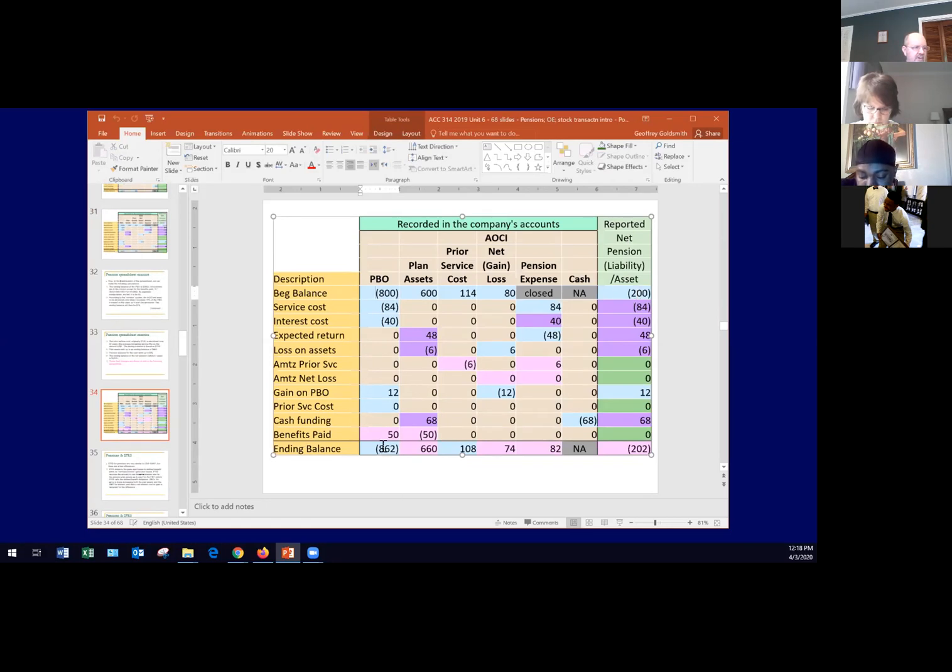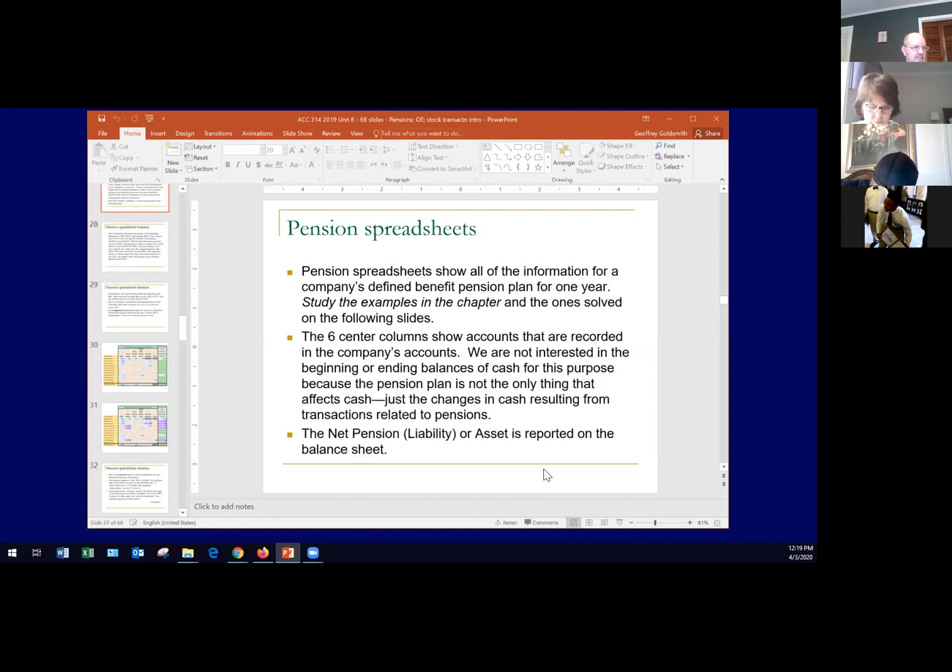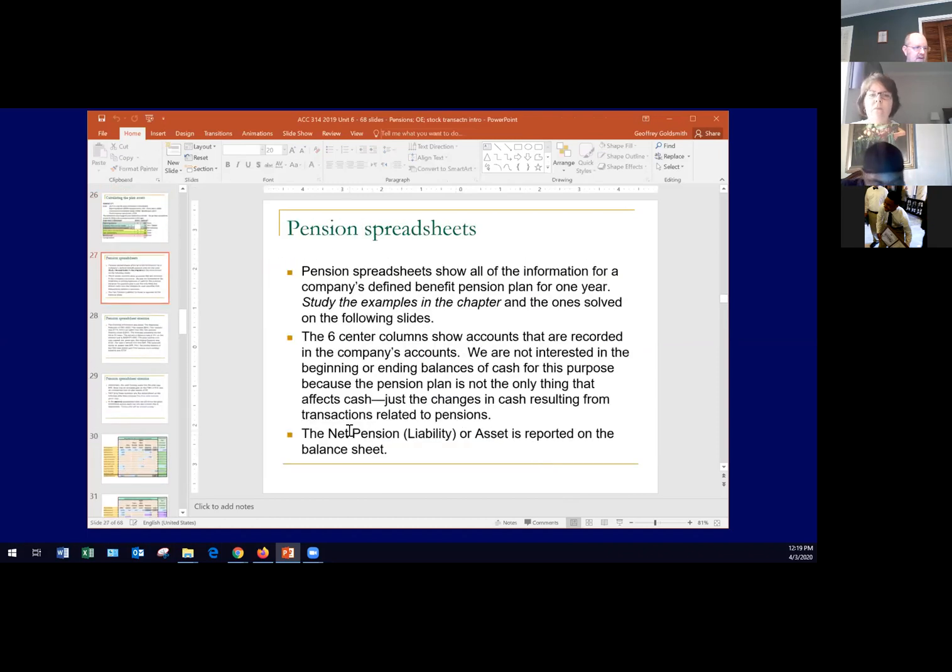At the end of the year, the PBO was 862. Plan assets had grown to 660, not quite enough to keep up with the increased liability. So the unfunded liability increased from 200 million at the beginning of the year to 202 at the end of the year. So that net pension liability or asset is reported in the balance sheet. I usually see liabilities. I can't remember a company's balance sheet where I've ever seen it as an asset.